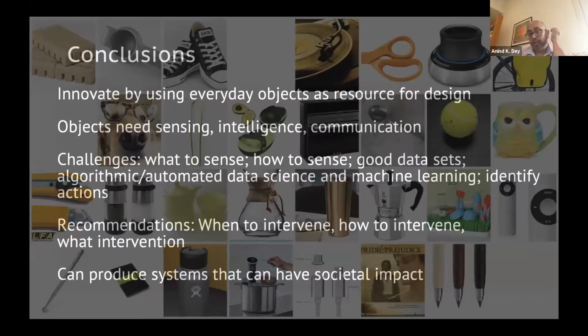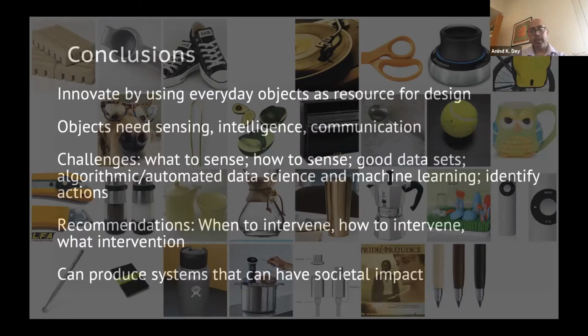So to conclude, I think that there's an opportunity to really innovate by using everyday objects as a resource for design and for extracting these routines. Objects need sensing, intelligence, and communication. There are certainly challenges in determining what to sense. This is true for any kind of context awareness. There's challenges in achieving good data sets because these are often large, very noisy data sets in order to collect large data sets about routines.